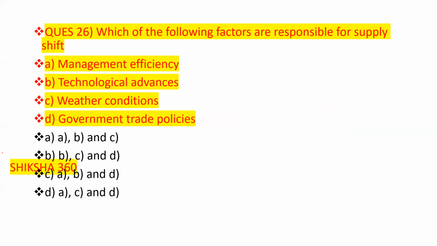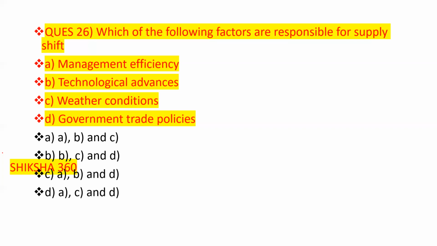So which of the following factors are responsible for the supply shift? First one is the management efficiency, second one is the technology advances, third one is the weather conditions, fourth one is the government trade policies.